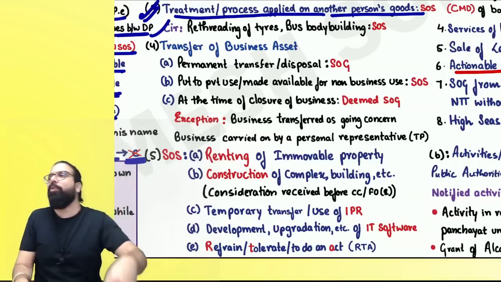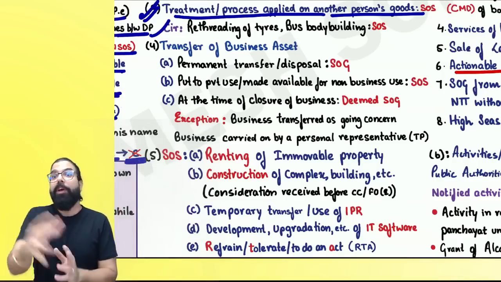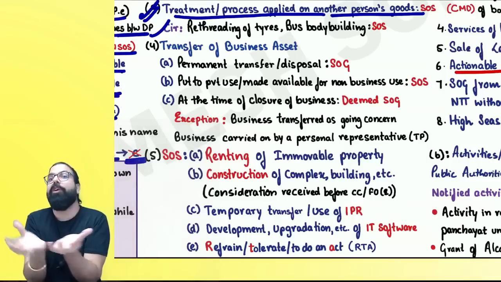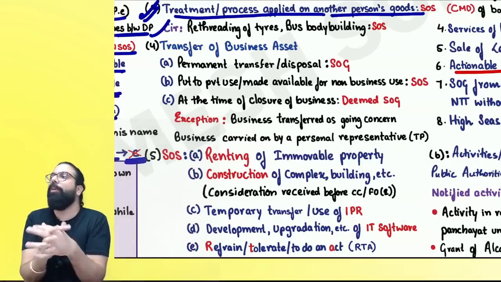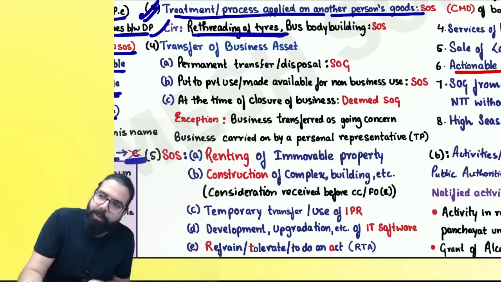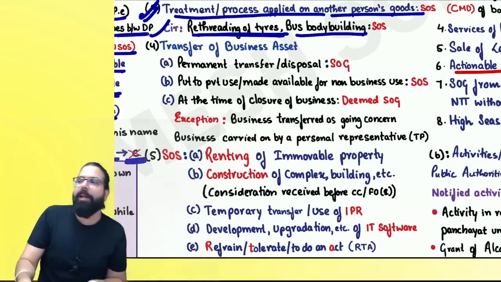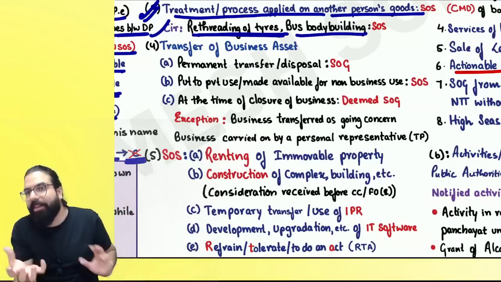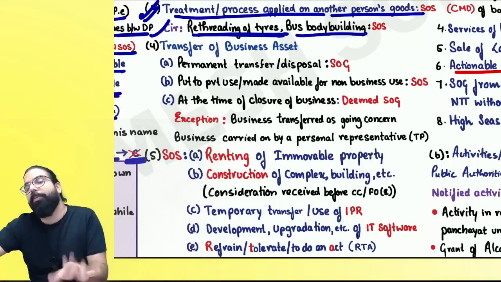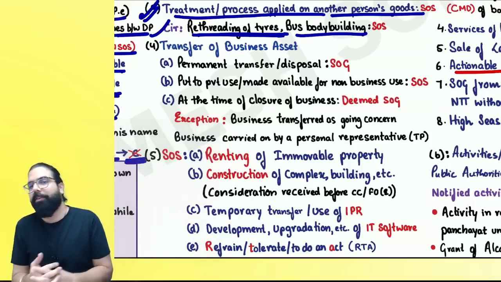Remember one thing, there are two circulars over here. Rethreading of tire. You gave me tires, your car's tire, and you told me, do the rethreading and give it to me. Rethreading of tire is always a supply of service. Bus bodybuilding. For an example, you gave me the bus chassis and you told me, can you do the fabrication? Can you do the bus bodybuilding and give it to me? It's always a supply of service.